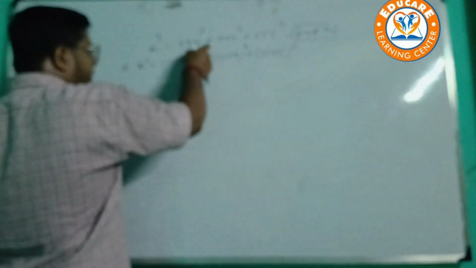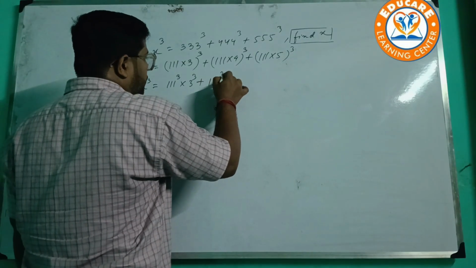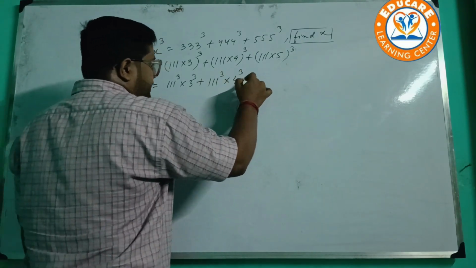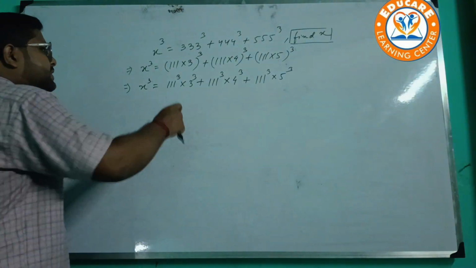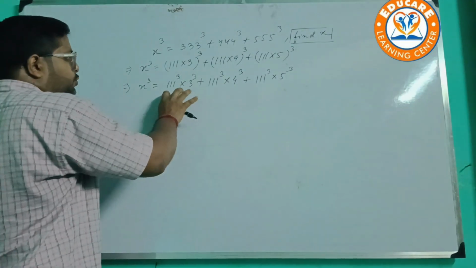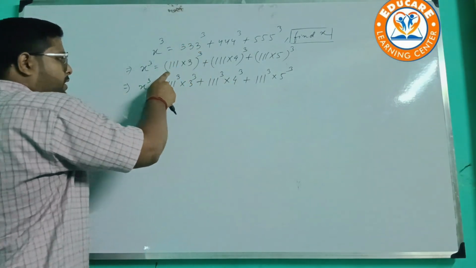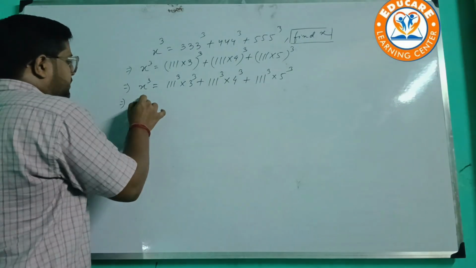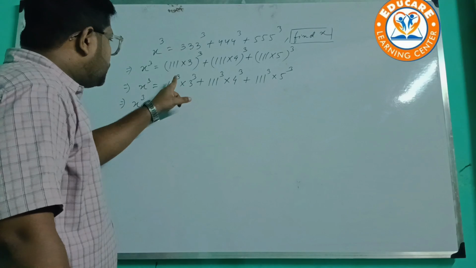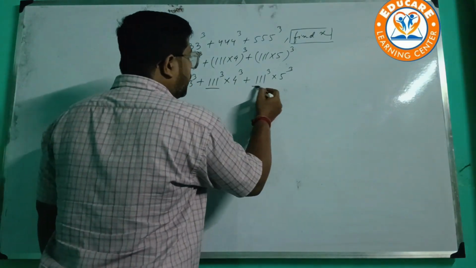Now since we have taken this cube as a common power, can we write x cube is equal to 111 cube into 3 cube, because this power belongs to both of the numbers, plus 111 cube into 4 cube plus 111 cube into 5 cube. As simple as that. We are just breaking the numbers into two parts and we are putting the power in all of the numbers. Now if you look at this equation, I think you can see that 111 to the power cube is common in all the three cases.